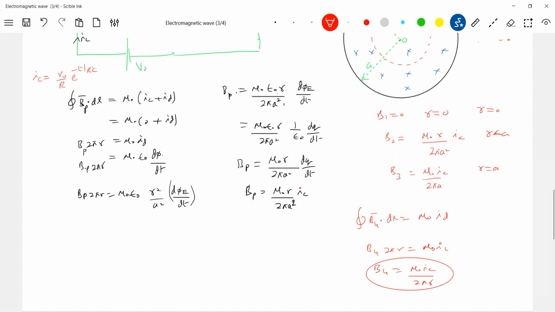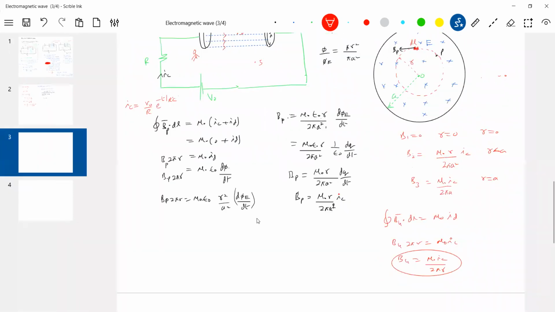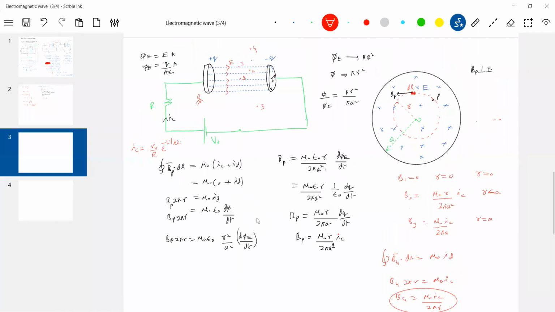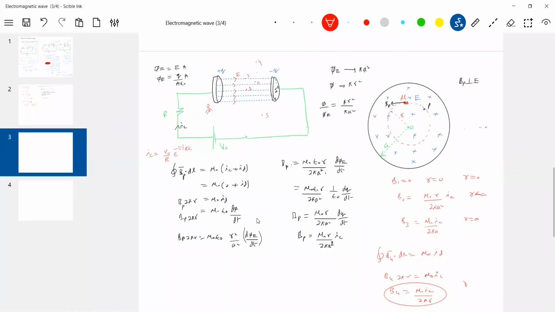Okay, this is about the field. Look at this now. What is the field at point 4 or 5, for r greater than A? This is also equal: B4 equals B5, because both lie outside. So now, what is our conclusion?